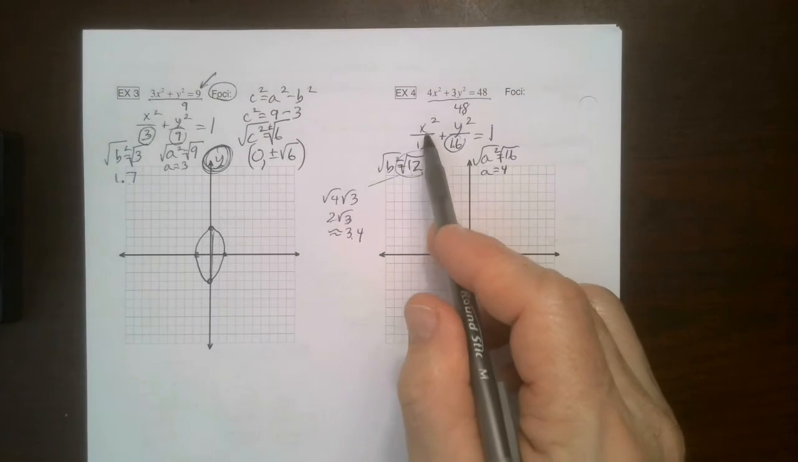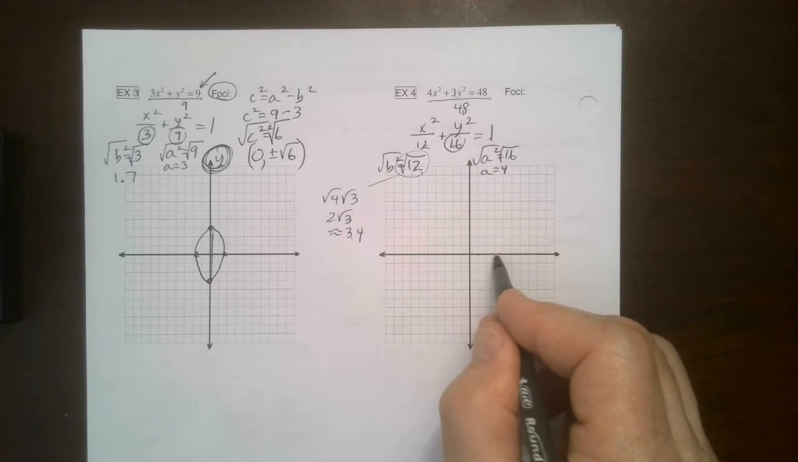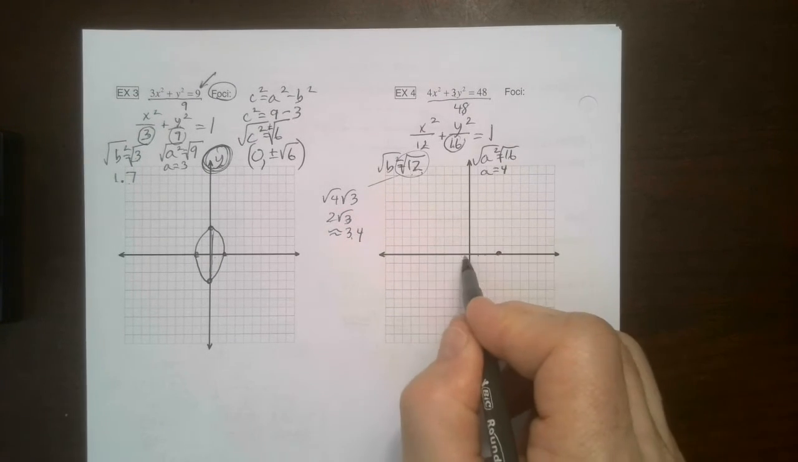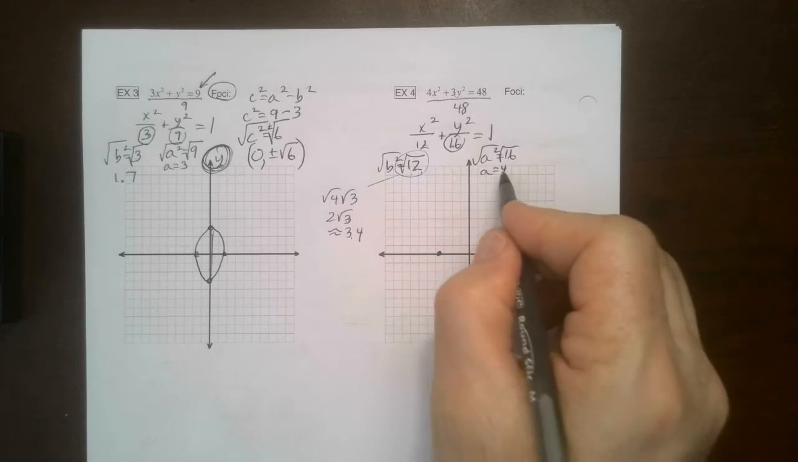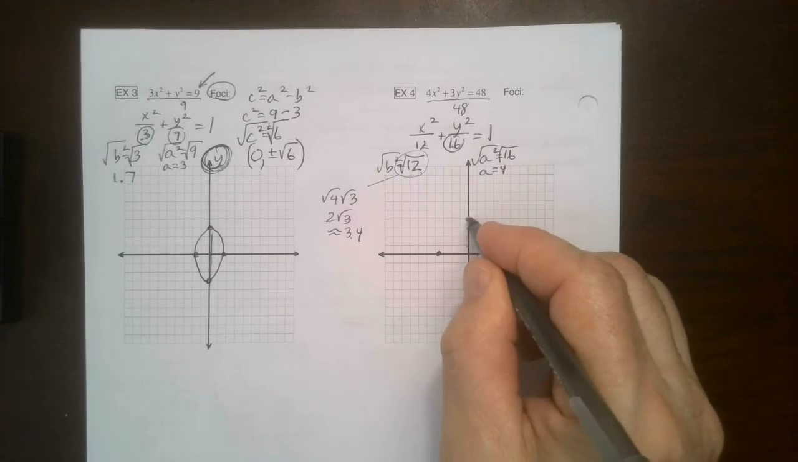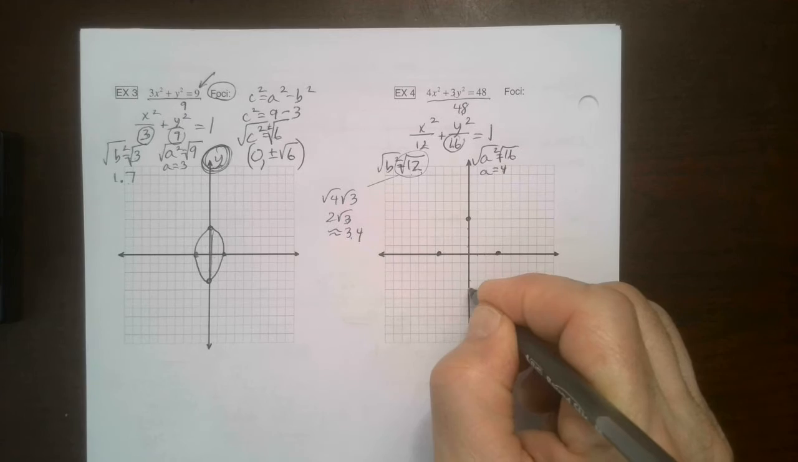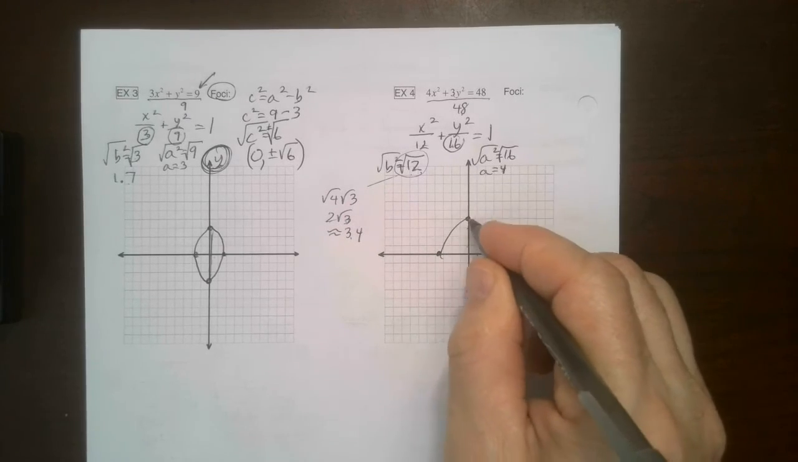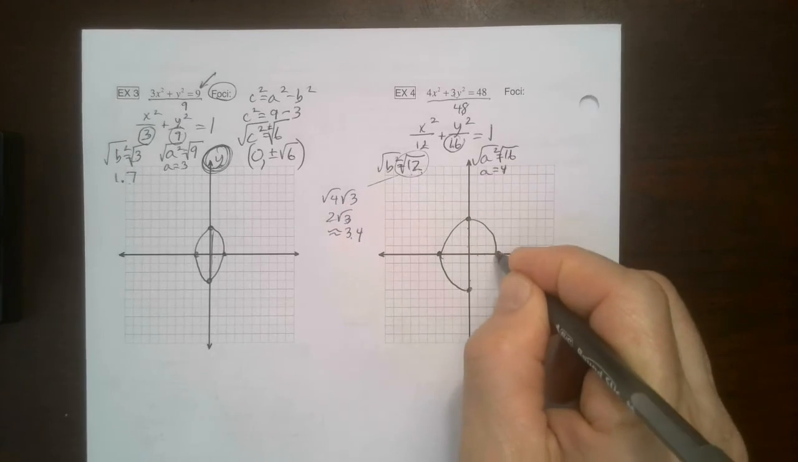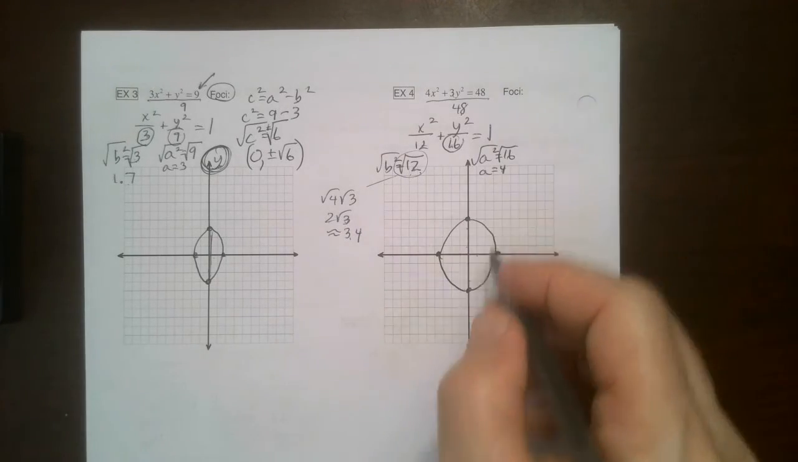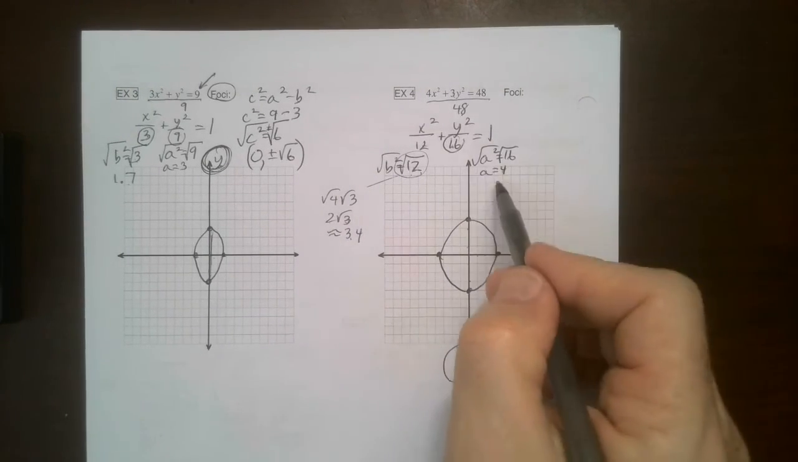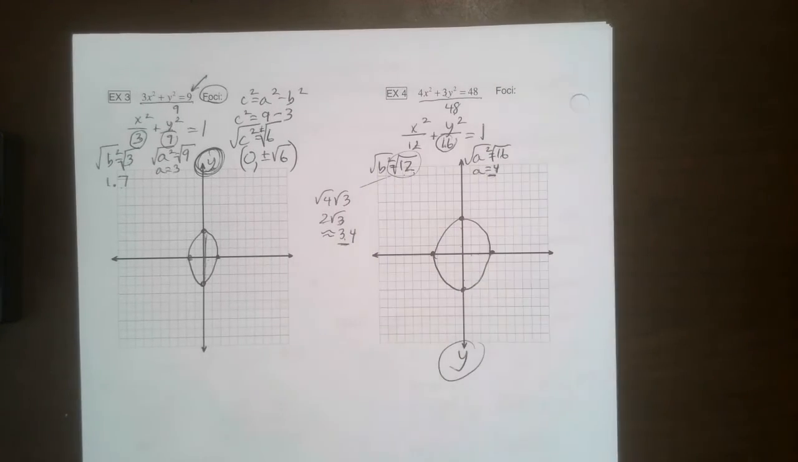So we're going to go 3.4 along the x. 1, 2, 3.5-ish. 1, 2, 3.5-ish. Then I got to go 4. 1, 2, 3, 4 up the y. 1, 2, 3, 4 down the y. Connect. Looks like a circle. Not really. This looks like an ellipse. Our y-axis is definitely longer because 4 is bigger than 3.4.